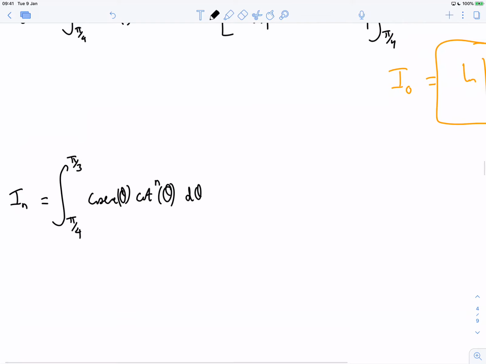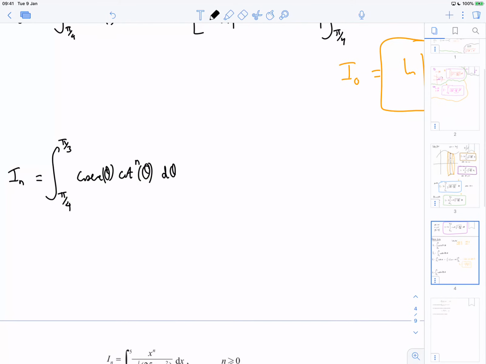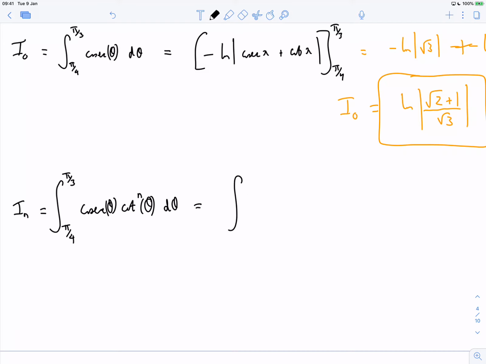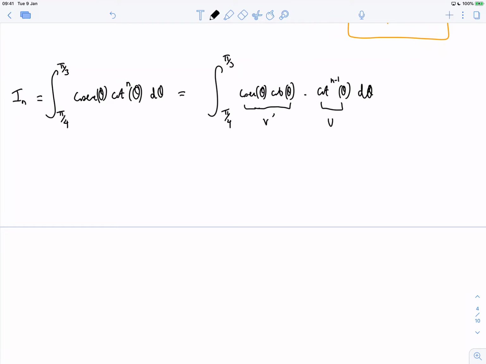So what I'm going to do, actually, I'm going to give myself some space. It seems a bit silly to do this again, but just to prove a point, this can be written as the integral from pi over 3 to pi over 4 of cosec theta times cot theta, and then times cot to the n minus 1 theta d theta. So all I've done is taken a factor of cot out and moved it over to there. Because now if I do integration by parts and set this as my v dashed, and I set this as my u, I can now integrate fairly nicely.